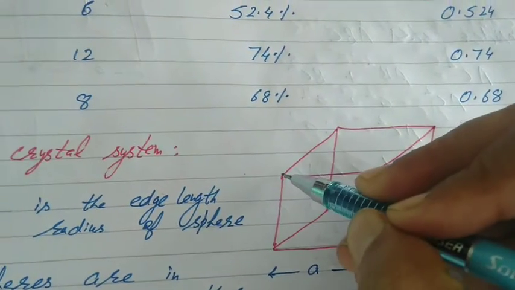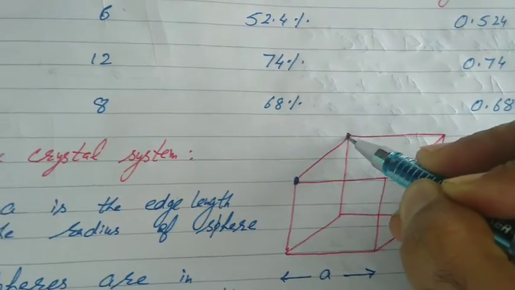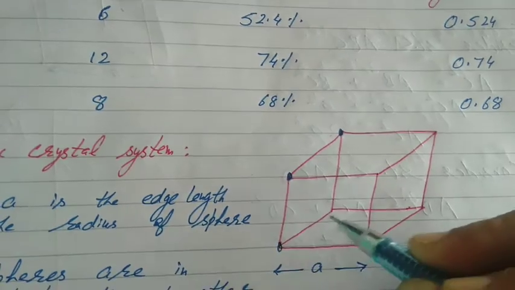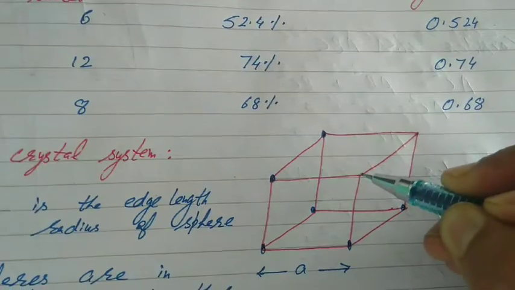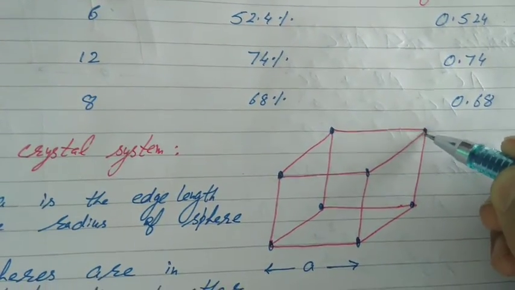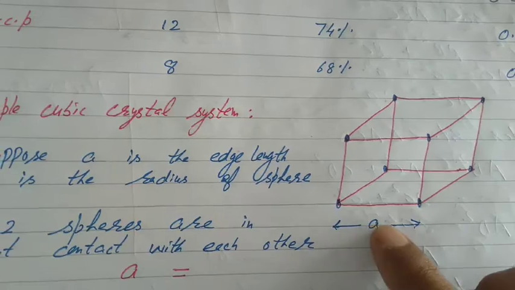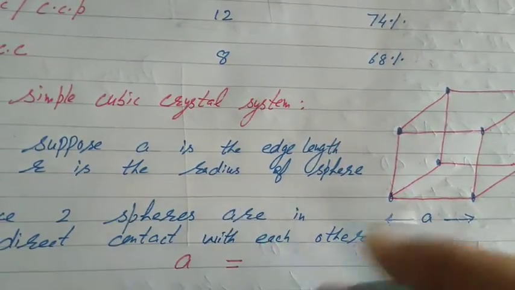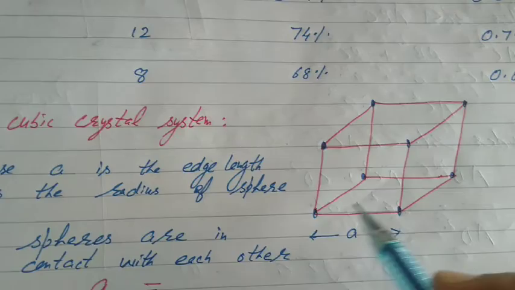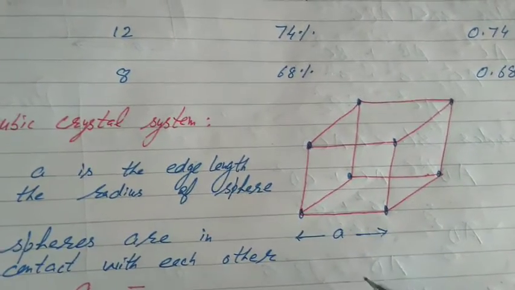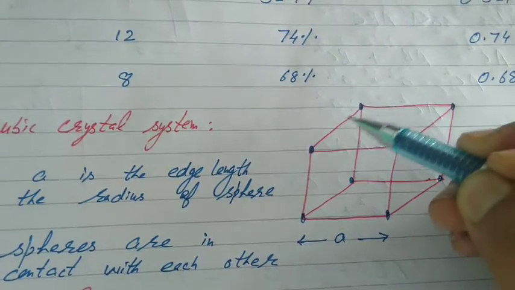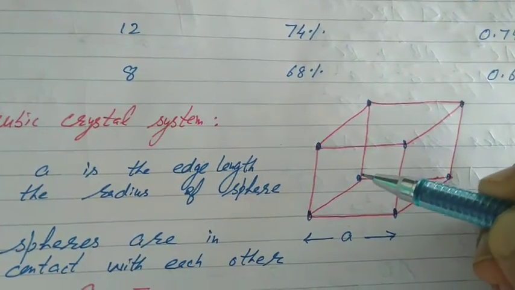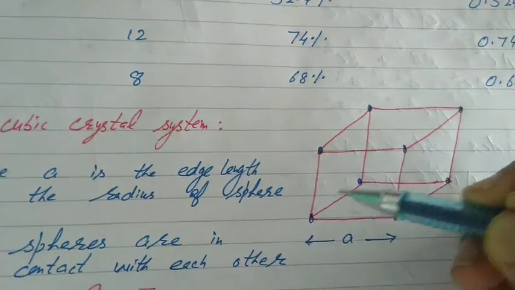In a simple cubic system, constituent particles are present only at corners. The unit cell contains 8 corners. Suppose a is the edge length and r is the radius of the sphere. Students, the terminal ends of each edge are corners.